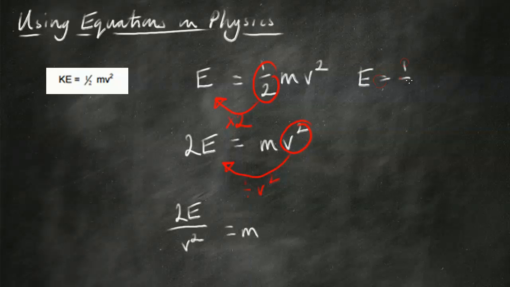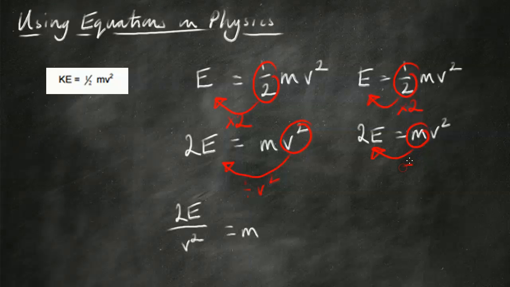So E equals a half mv squared. Alright, trickier one now because we've got that v squared. First step is the same, times by a half is the same as the opposite to times 2. So I've got 2e equals mv squared. Now I need to move the mass next, so I want to leave v on its own. Times by mass is the same as the opposite to divide by mass.